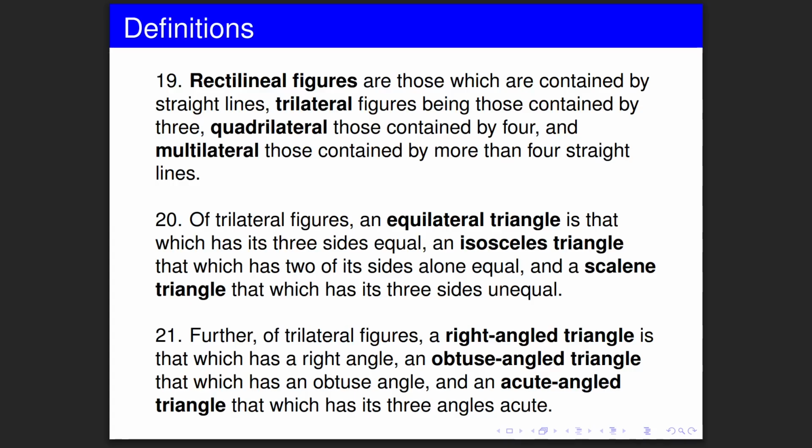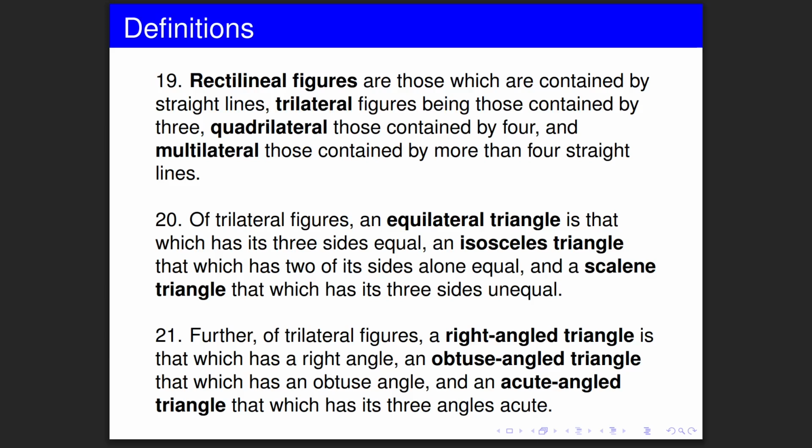Next we have definition 19. Rectilineal figures are those which are contained by straight lines. Trilateral figures being those contained by 3. Quadrilateral, those contained by 4. And multilateral, those contained by more than 4 straight lines. Definition 20. Of trilateral figures, an equilateral triangle is that which has its 3 sides equal. An isosceles triangle, that which has 2 of its sides alone equal. And a scalene triangle, that which has its 3 sides unequal.